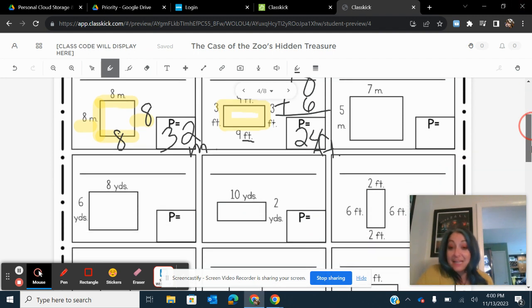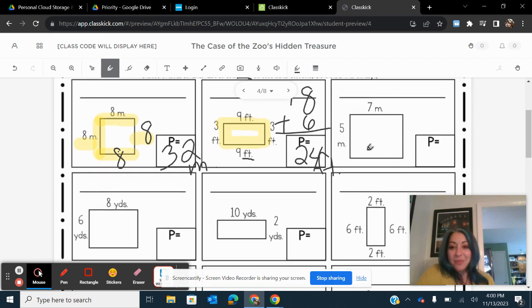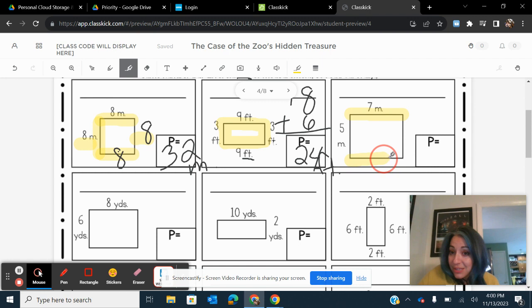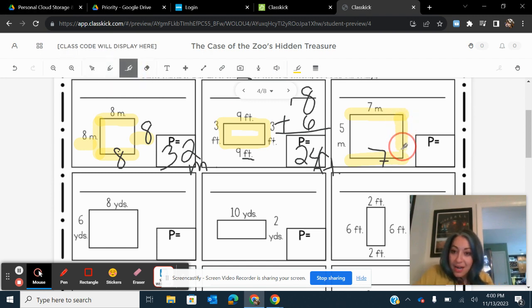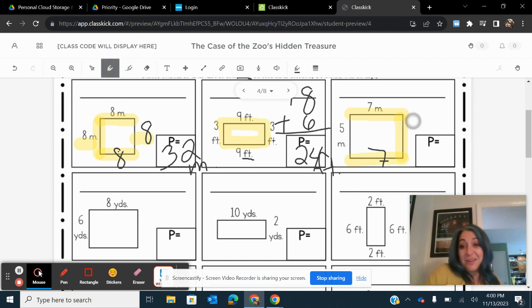All right, I'm going to do one more. This one is not a square, but I believe that this is going to be a rectangle. In a rectangle, the opposite sides are the same length. So if this is 7 meters, I know that this down here is also going to be, you guessed it, 7 meters. I'm going to put 7 over here. Then I see this side over here is 5 meters. Well, it's a rectangle, so I know that this side over here is also going to be 5 meters.